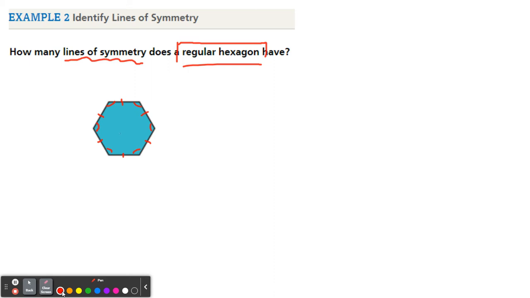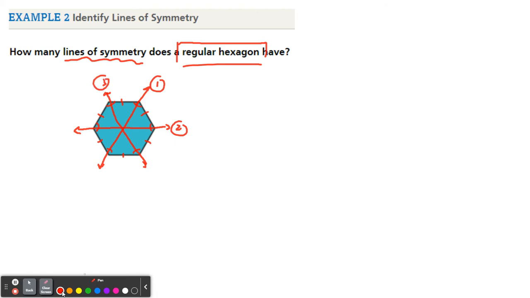So here, okay, you can go from opposite vertex to opposite vertex. So this would be a line of symmetry. That's one. This would be a line of symmetry, again splitting the figure in half, that's two. This would be a line of symmetry, that's three. So there's 1, 2, 3.